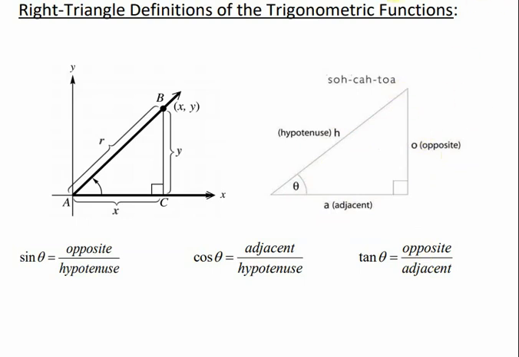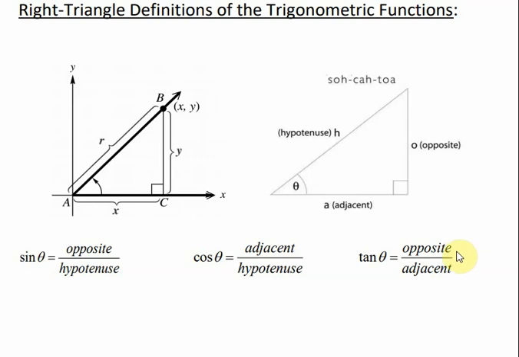So now that we know what our different parts are called, we can use these ratios for our trig functions. The sine of theta is equal to the length of the opposite side over the length of the hypotenuse. Cosine of theta is equal to the adjacent side over the hypotenuse. Tangent of theta is the opposite side over the adjacent side.